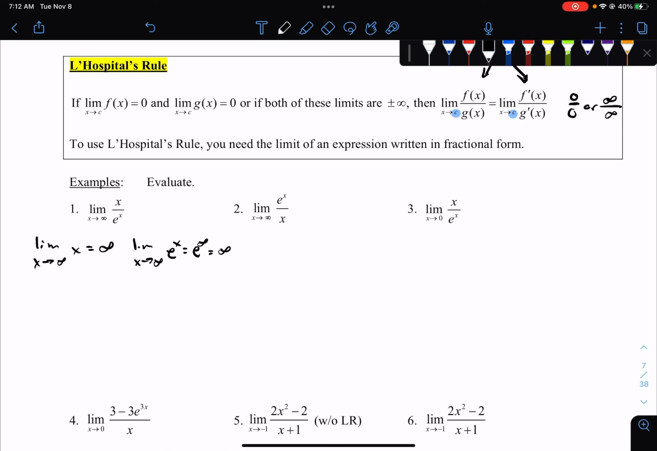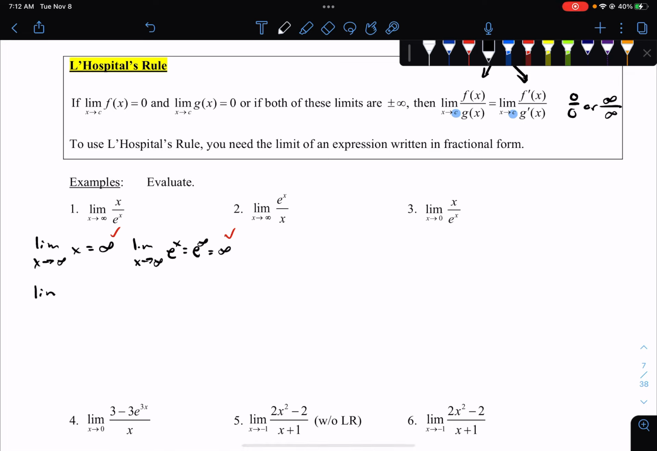And because they both go to infinity, I can change the equation. I can take the derivative of the top and the bottom and use the limit of those instead. I have to be a little bit careful about the way that I write it. So the first thing I need to show is that the top goes to infinity and the bottom goes to infinity separately.